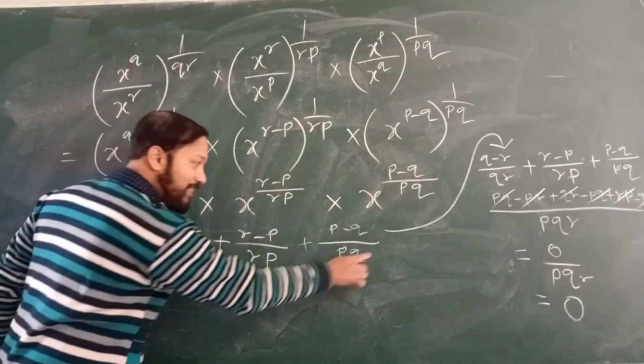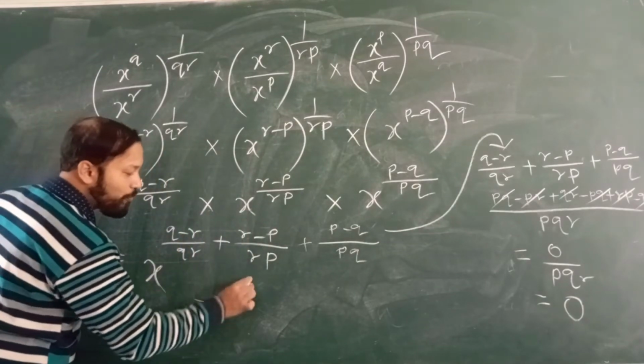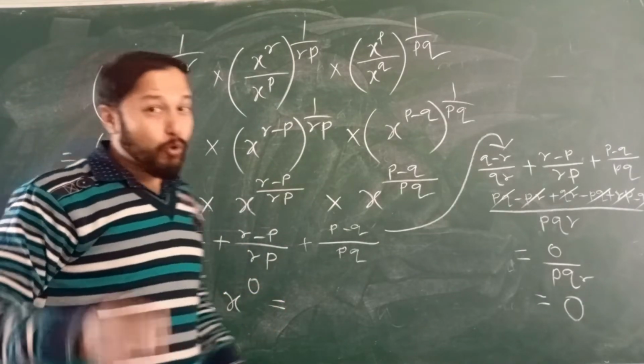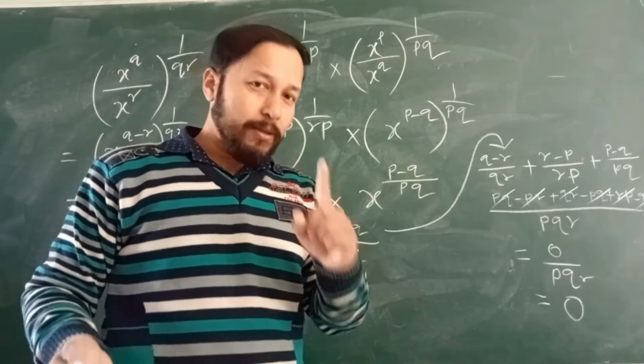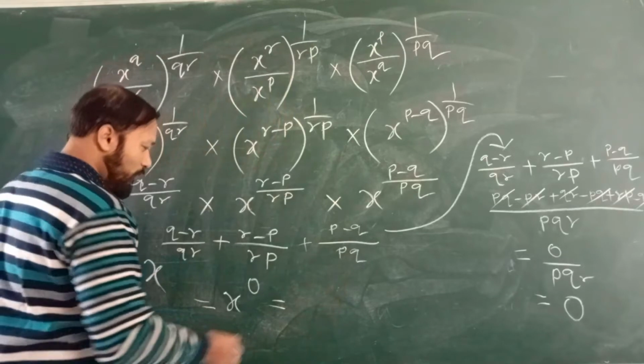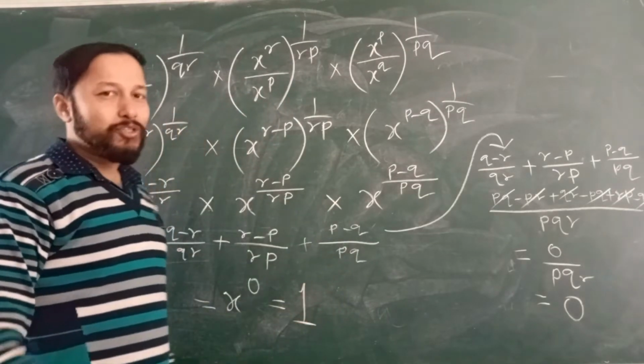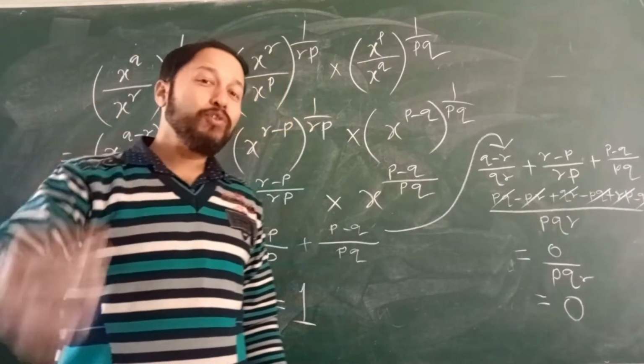So this is 0, so it equals x to the power 0. What is x to the power 0? I told you in the first part that any number whose power is 0, the answer is 1. So the answer is 1. Understood? Let us move to our next sum.